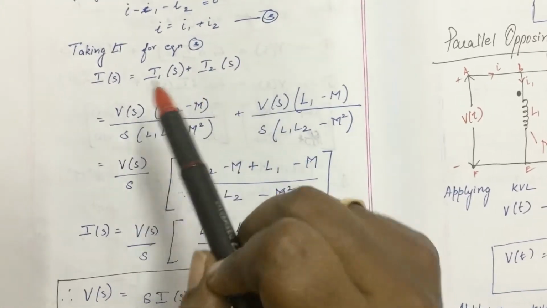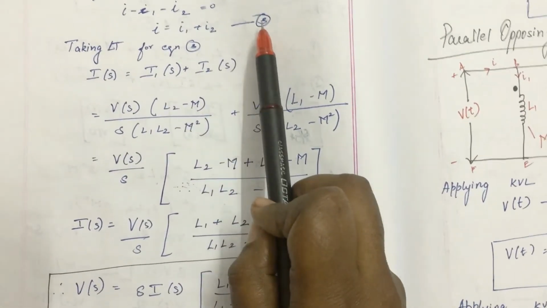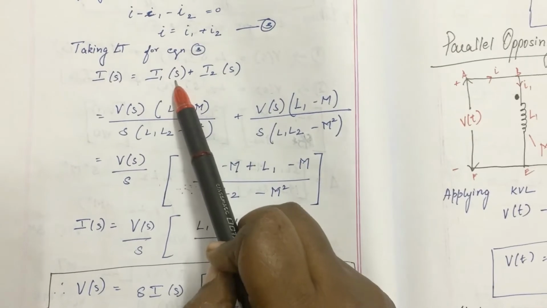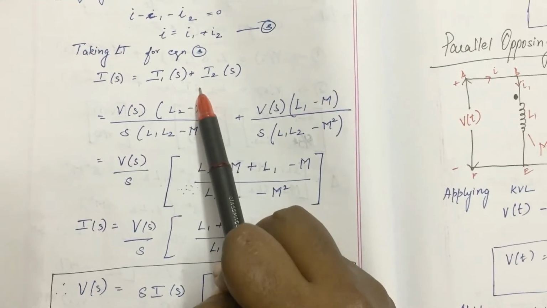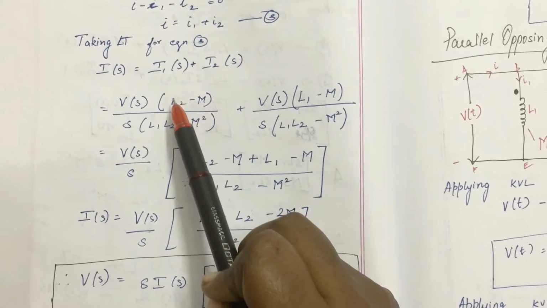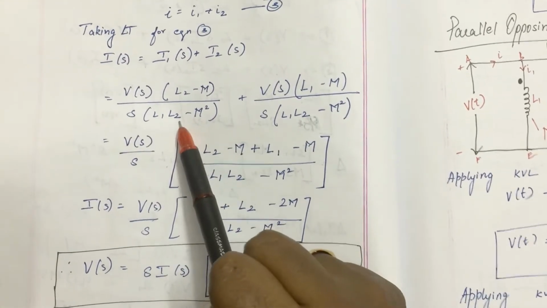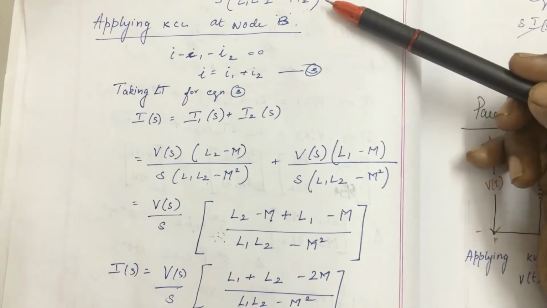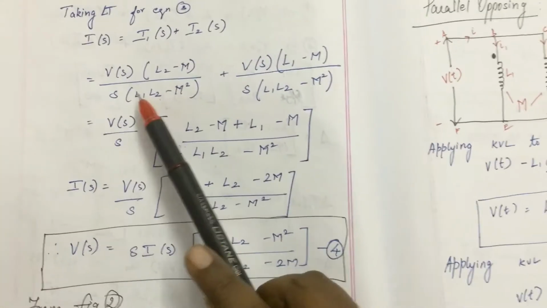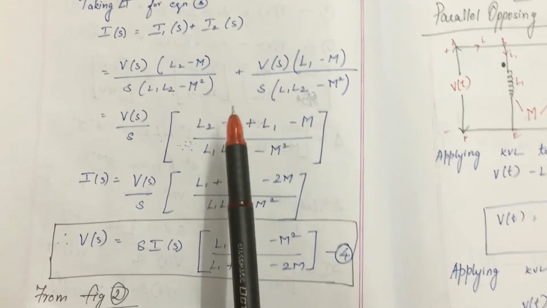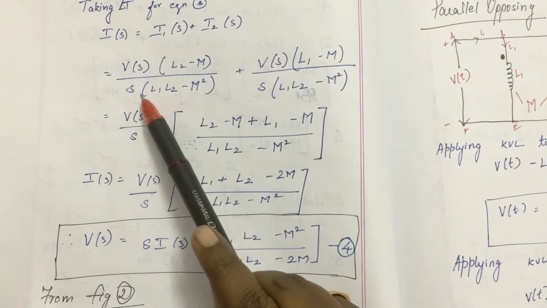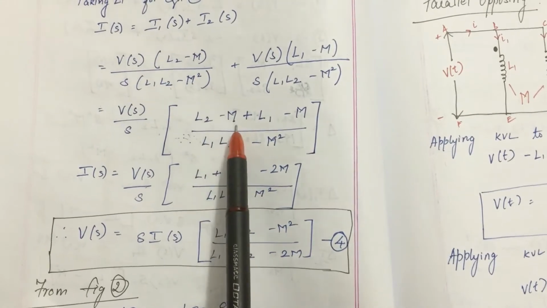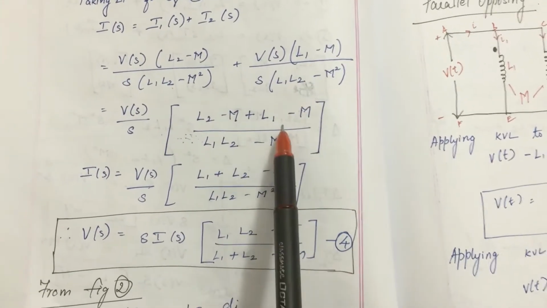By applying Laplace transform to this equation, I of S equals I1 of S plus I2 of S. I apply my I1 of S and I2 of S, which I got in the previous method, in this equation. Seeing this equation, I can see that V of S and S are taken as common, and all the other terms are written as L2 minus M plus L1 minus M.